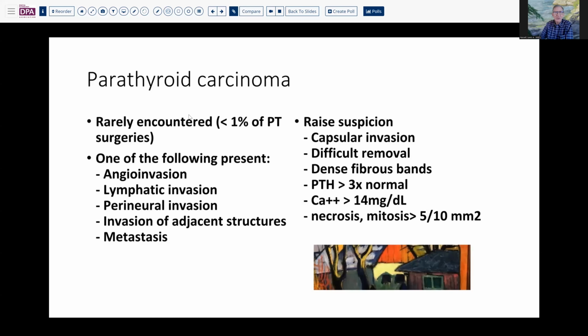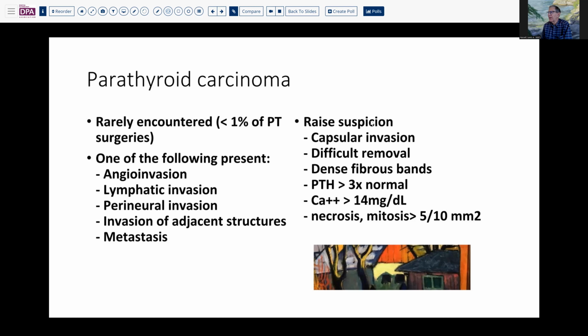So this is, as we mentioned, much less commonly encountered, less than 1%. And to make the diagnosis with histology or other findings, you really need one of the following to be definitively present: blood vessel invasion, lymphatic invasion, perineural invasion, invasion of adjacent structures, thyroid, fat, muscle, etc., or metastasis. So you have to define invasion. This is not a diagnosis you're going to make on the basis of strict architecture within the lesion.